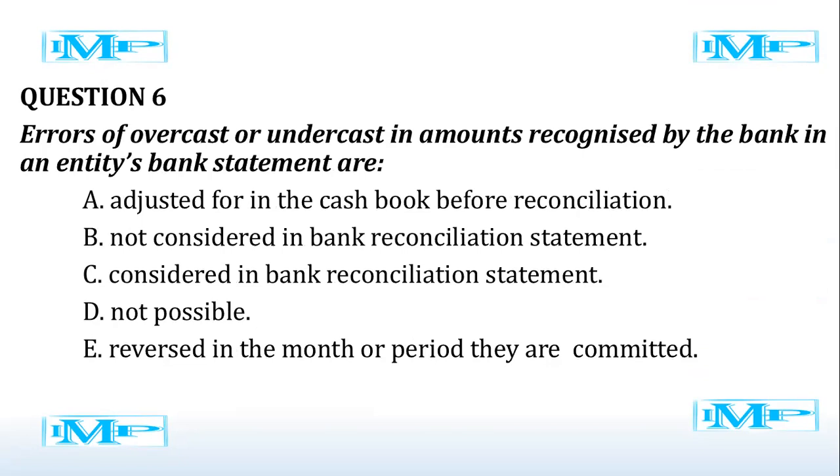Question number 6. Errors of overcast or undercast in amounts recognized by the bank in an entity's bank statement are A, adjusted for in the cash book before reconciliation. B, not considered in bank reconciliation statement. C, considered in bank reconciliation statement. D, not passable. E, reversed in the month or period they are committed.